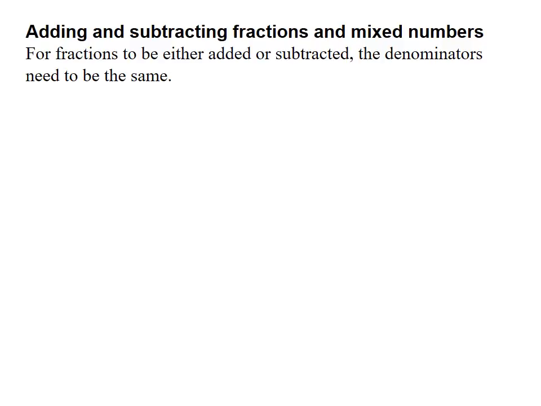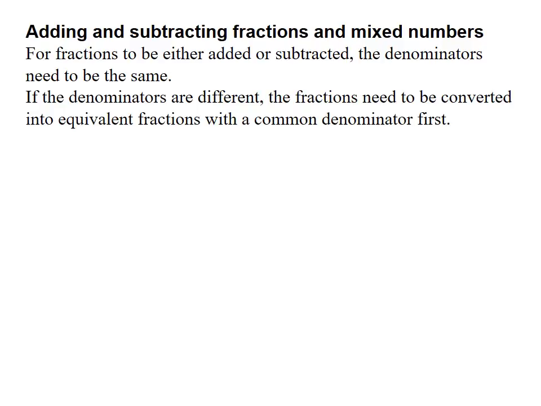For fractions to be either added or subtracted, the denominators need to be the same. That's very important. If the denominators are different, the fractions need to be converted into equivalent fractions with a common denominator first. So that's the first thing you've got to do, is to make sure the number at the bottom, the denominator, is the same in the fractions.